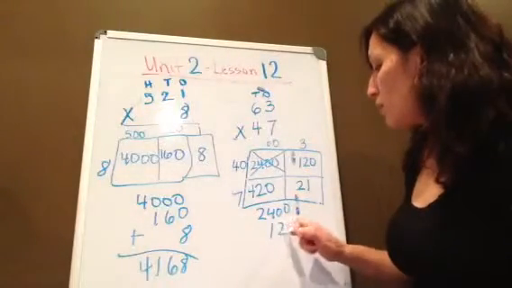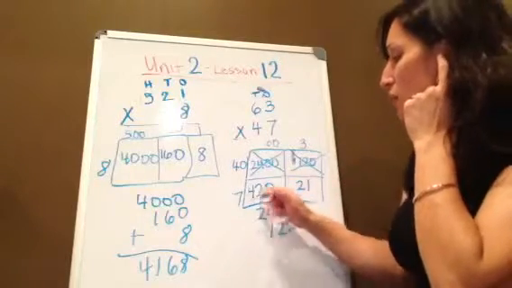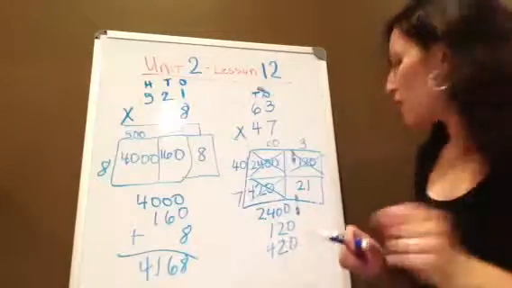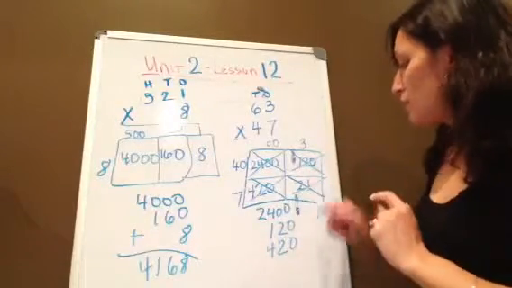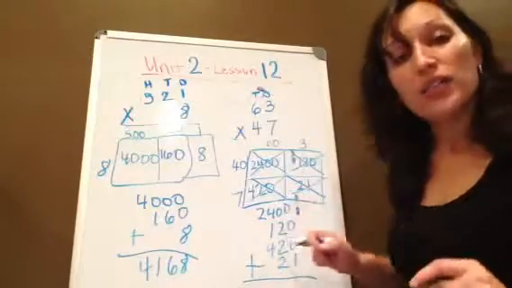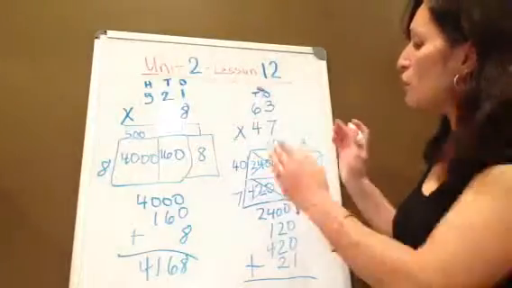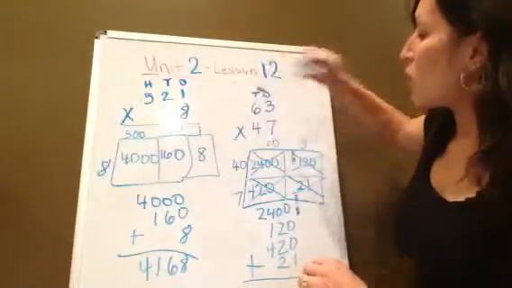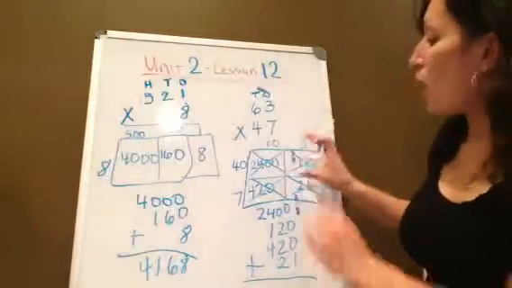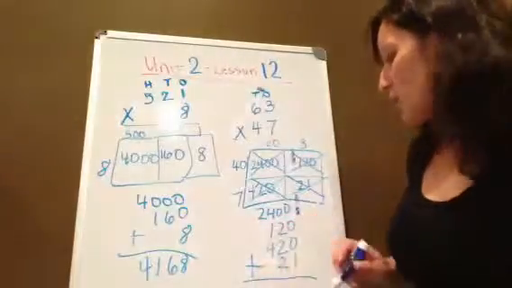120. Cross him out. Got him. 420. And the last number is 21. Okay. Now I'm going to add all these together because I multiplied each part, but in order to know the whole 63 times the whole 47, I actually have to put all those parts together. Putting them together means we're adding them, okay?